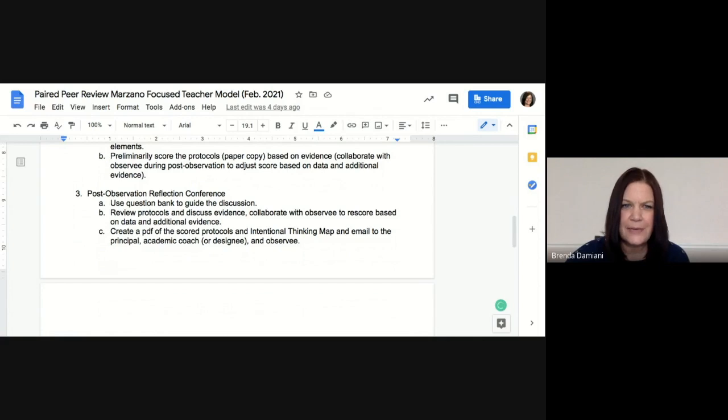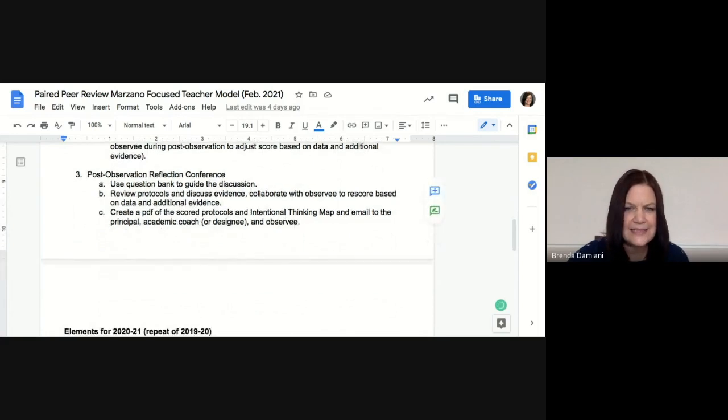You'll use the question bank to guide your discussion during the reflection conference, review the protocols and the evidence, discuss that with the person you observed, and rescore based on data and any additional evidence. If you were the observer, you'll take the intentional thinking map and the scored protocols, create a PDF, and email that to the principal, academic coach, or somebody designated in the building, as well as the person you observed.